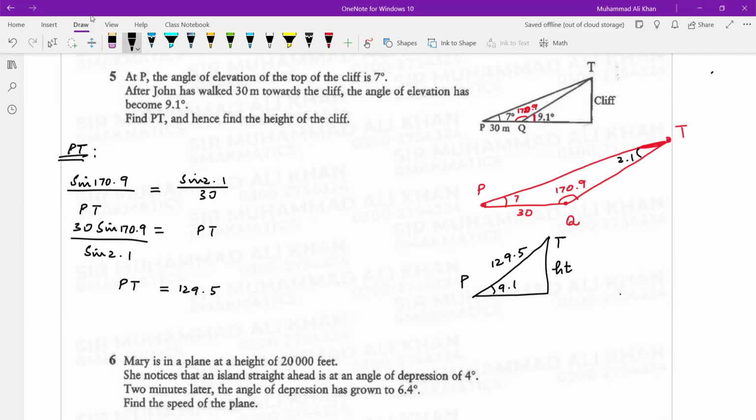Is it a right angle triangle? Yes, it is a right angle triangle. The cliff is perfectly straight. For a right angle triangle, we don't have to use any rule, any sine law or cosine law. We have to use ratios.